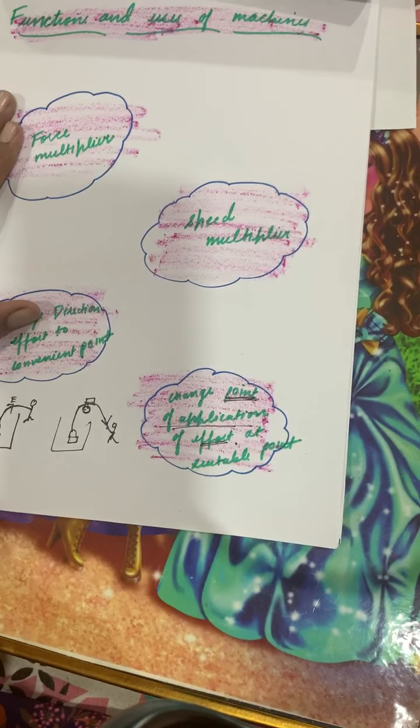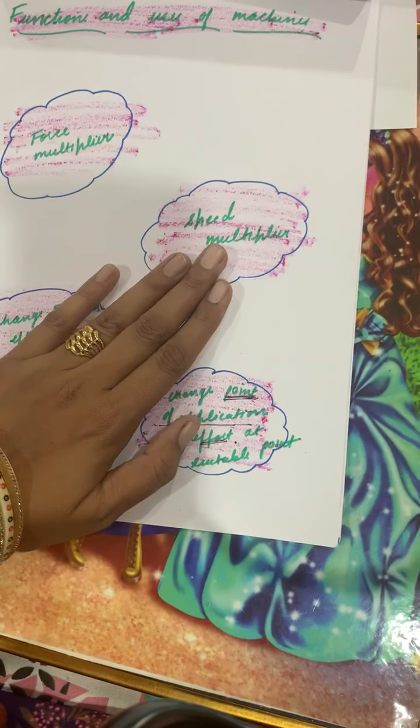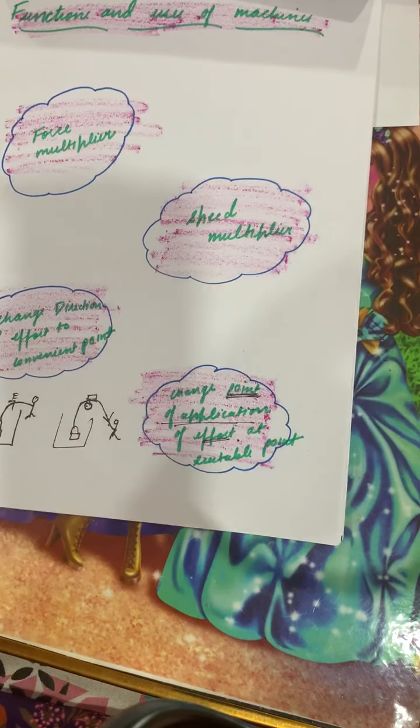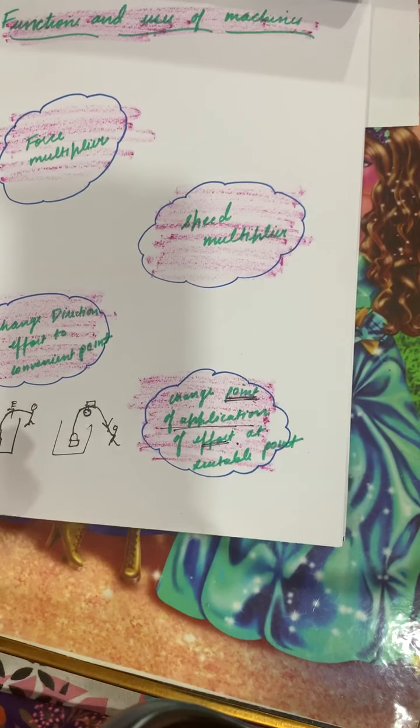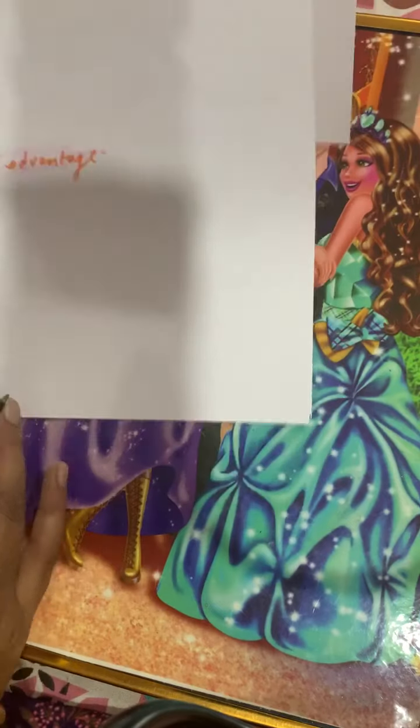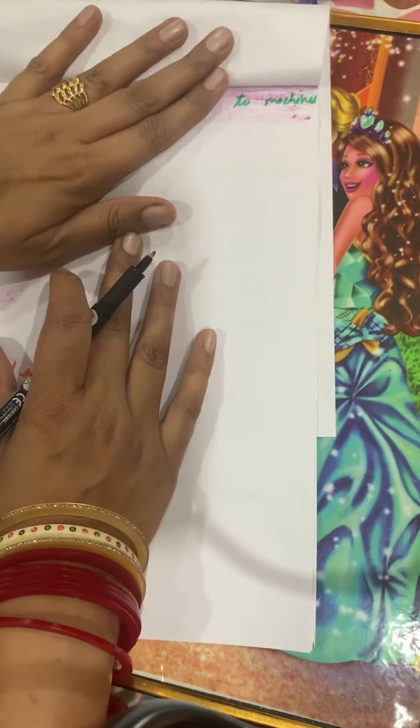Machines act as force multiplier and speed multiplier. Machines are used to change the point of application of effort, and machines are used to change the direction of effort to a suitable point. Now we can move towards the next thing, the technical terms related to machines.